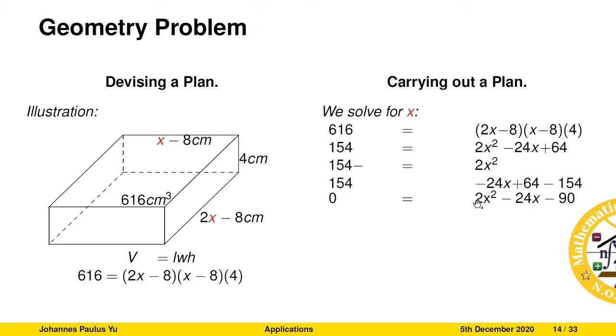So, we just divide by 2, we divide both sides by 2. 0 divided by 2, the answer is still 0, which is equals to 2x squared divided by 2, the answer is x squared. Negative 24x divided by 2, the answer is negative 12x. Negative 90 divided by 2, the answer is negative 45. So, we divided it to make the numbers smaller. So, this time, it's simple. The leading coefficient becomes 1.